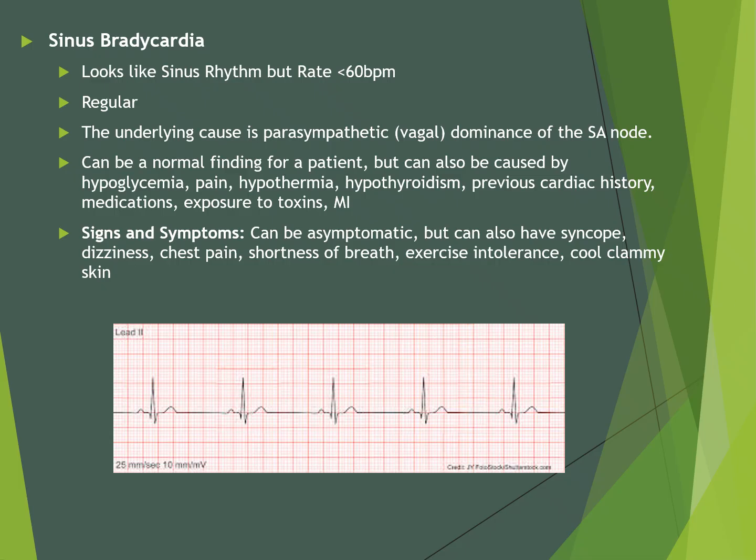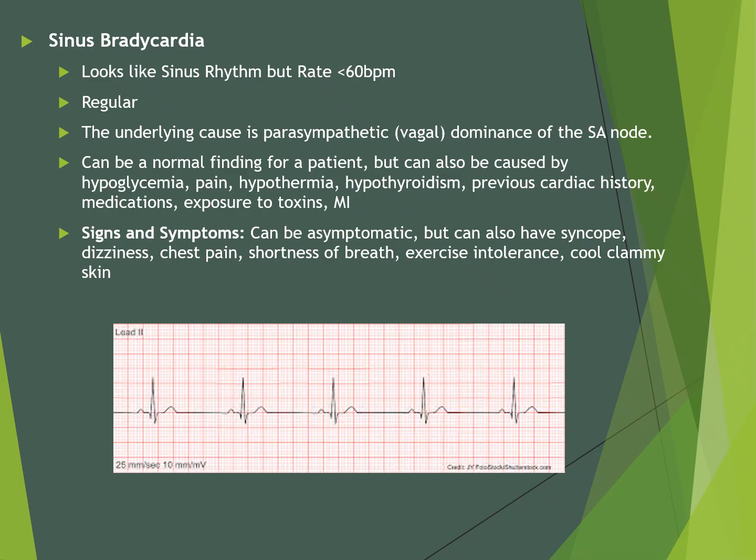Sinus bradycardia looks like normal sinus rhythm, but the rate is less than 60 beats per minute. The rate is regular, and there is a P for every QRS complex. The underlying cause is parasympathetic or vagal dominance of the SA node.